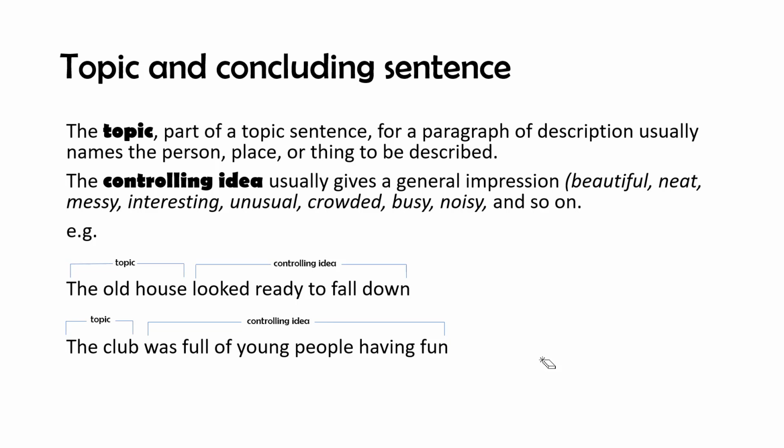The old house looked ready to fall down. The old house is the topic. Looked ready to fall down is the controlling idea. The controlling idea is the so-called your opinion about something. Something is the topic, your opinion is the controlling idea. The second example, the club was full of young people having fun. The club is the topic, and was full of young people having fun is the controlling idea.